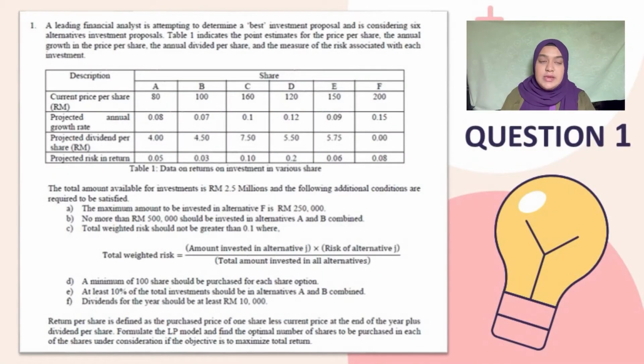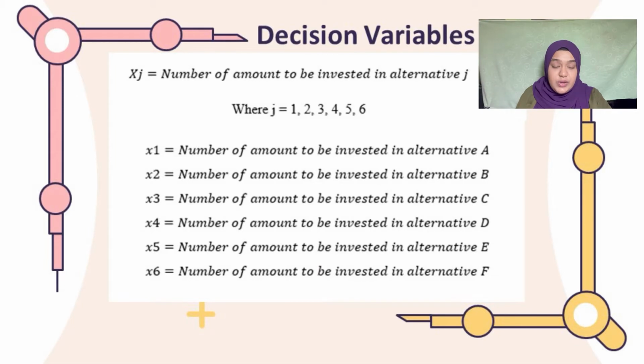So hi, me and Maisha would like to present for the question 1. As in the slide, this is the question 1 that we obtained from the assignment instruction. Question 1 involved the 6 alternative investments, which are A, B, C, D, E and F. And question 1 involved a maximization problem. So the decision variables, we have 6 variables, which is X1 is represented as the amount to be invested in alternative A, and X2 is the amount to be invested in alternative B, and so on.